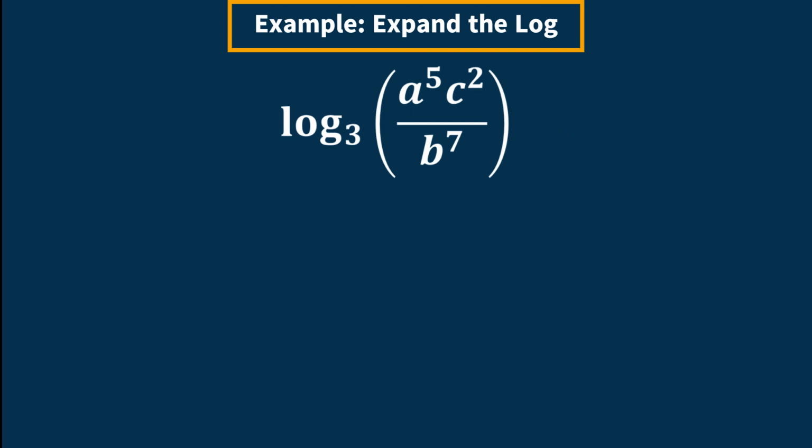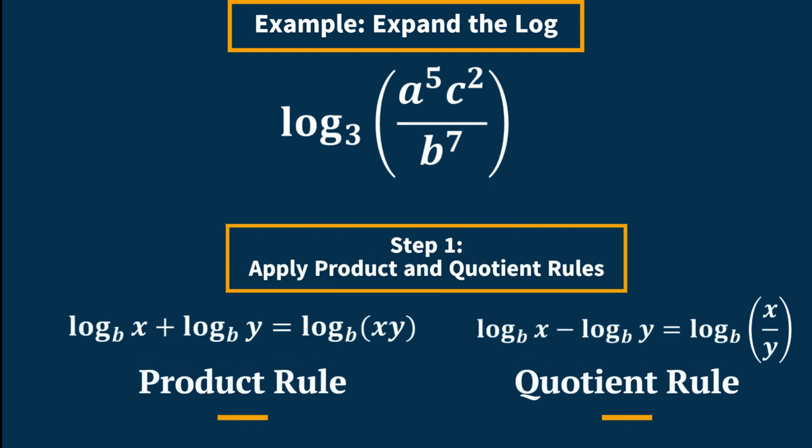Example, expand the log. We are given log base 3 of a to the 5th times c squared over b raised to the 7th. First, we check the base and make sure it is not equal to 1. In this case, the base is not equal to 1, therefore we can continue. Let's begin by expanding using the product and quotient rules.